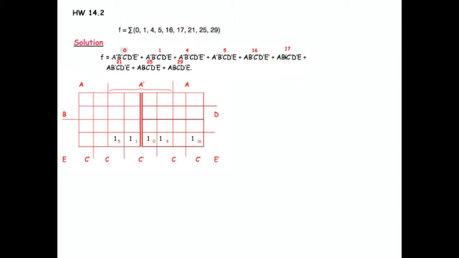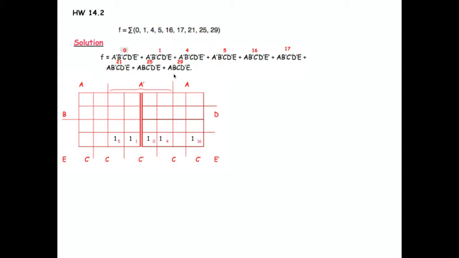Then what do we have here? 21. B prime, D prime, what is that similar to? I think it's sort of similar to 4, right? Instead of A, we have A prime, then we have B prime, C, D prime.